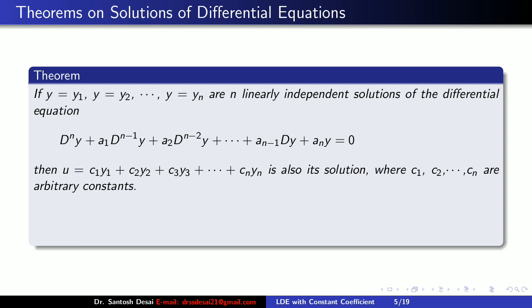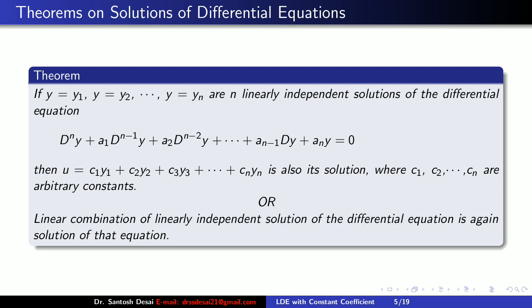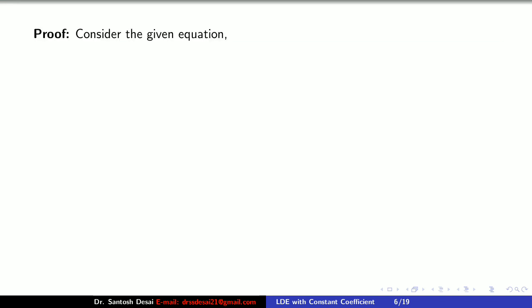In another language, one can say linear combination of linearly independent solutions of the differential equation is again solution of that equation. Now let us prove this theorem. So for the proof, consider the given equation as D raised to n y plus a1 D raised to n minus 1 y plus and so on plus an minus 1 Dy plus an y is equal to 0.